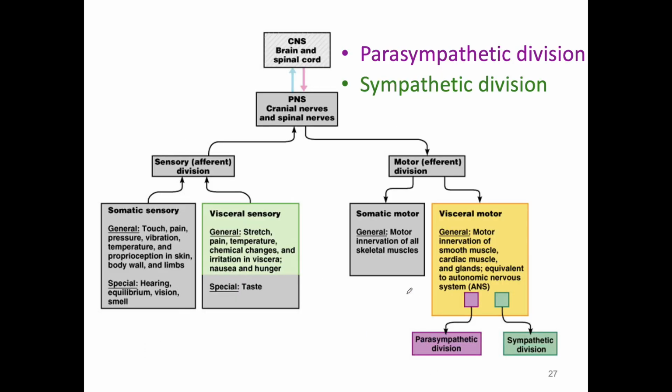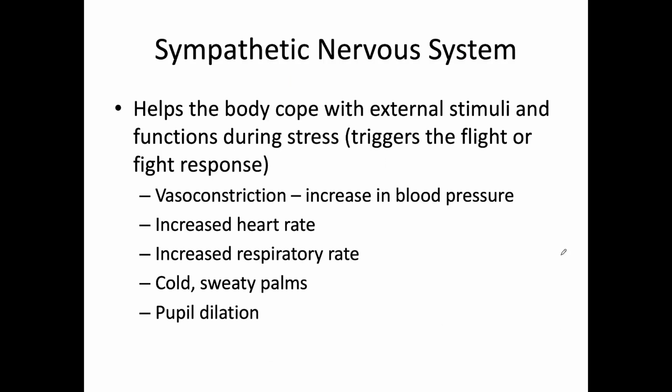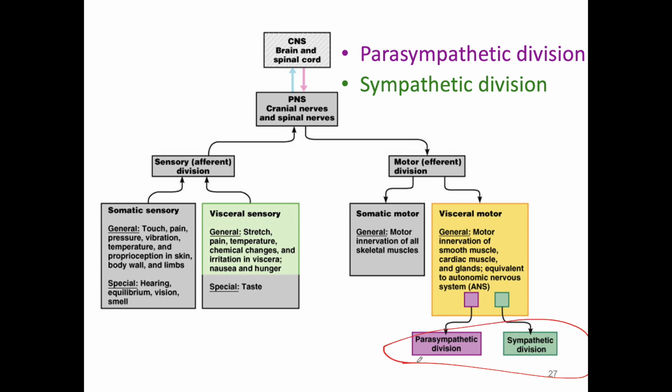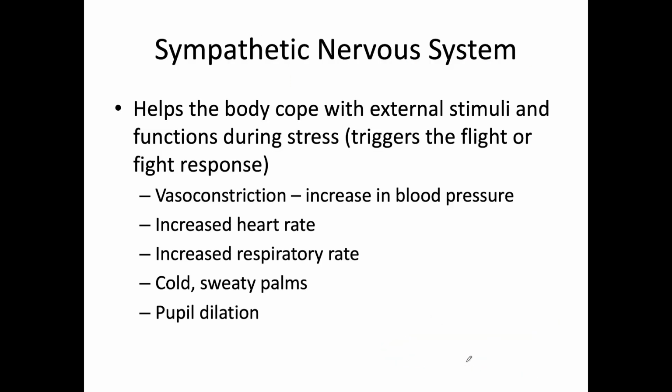So this picture is just coming up again just in case you want to have more examples of what's included in the sensory and then the motor divisions. Where we're going to pick up on this picture right here is right down there. Sympathetic and parasympathetic. The sympathetic nervous system is your fight or flight response.